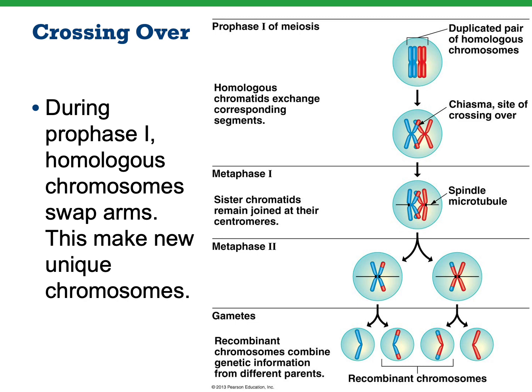Interestingly, during meiosis 1, an event called crossing over occurs. Specifically, during prophase 1, homologous chromosomes swap arms, depicted here, and make new unique chromosomes. This is important to increase variability in organisms.